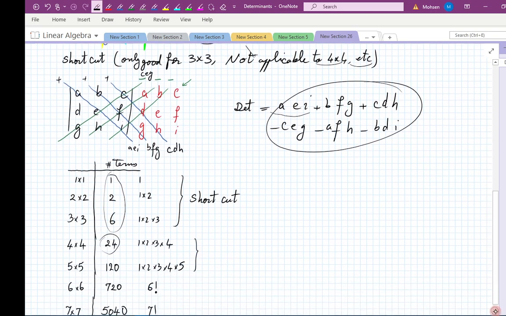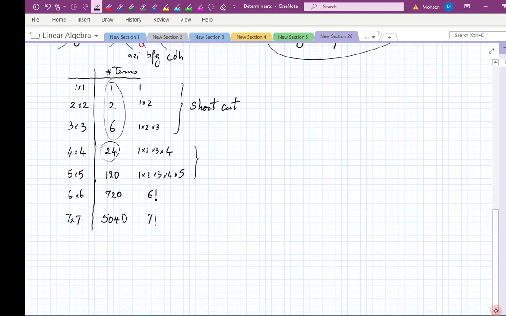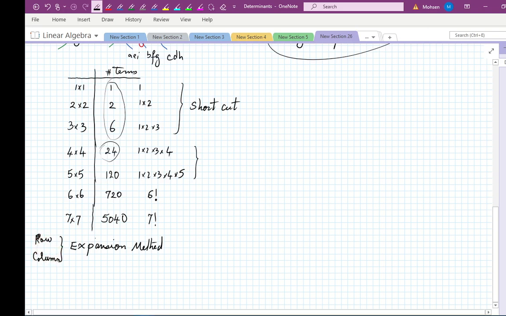Well, how do people do it? There are several methods. One of them is Lewis Carroll's method. We're going to talk about that, but the one that is generally mentioned in most textbooks is the expansion method. Now it could be called the row expansion, or it could be a column expansion, either way, or a mix of them.